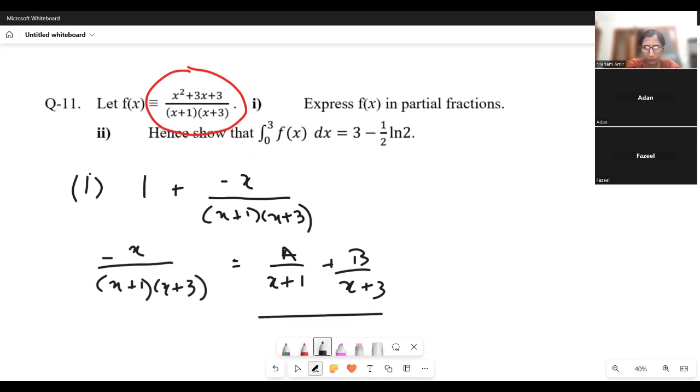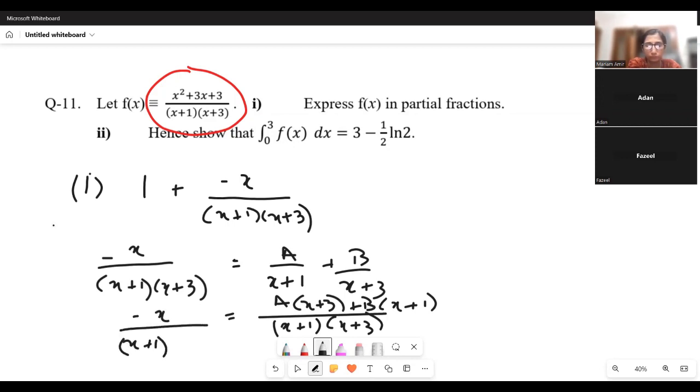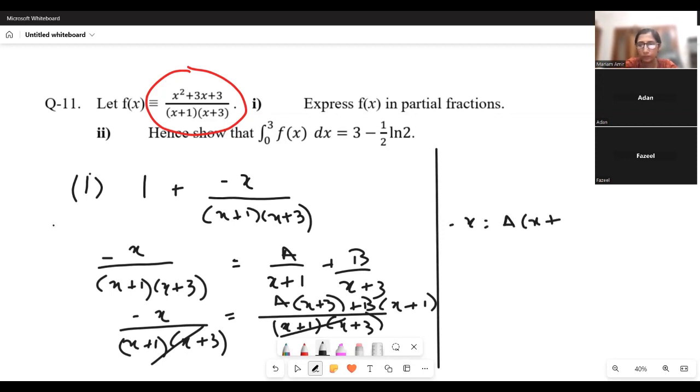So we take LCM here, x plus 1, x plus 3. We have a times x plus 3 plus b times x plus 1. And the denominators on both sides cancel each other. So we just have minus x equals a times x plus 3 plus b times x plus 1.